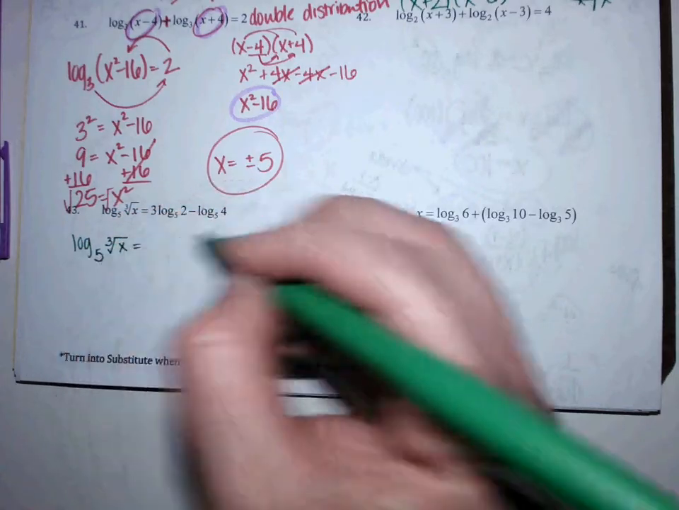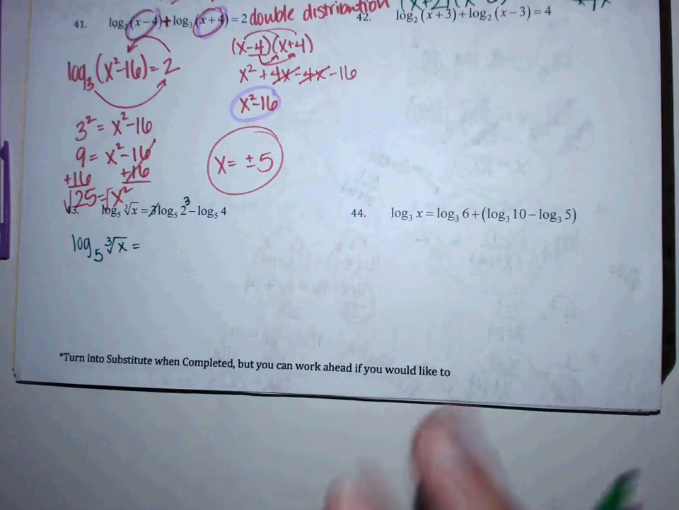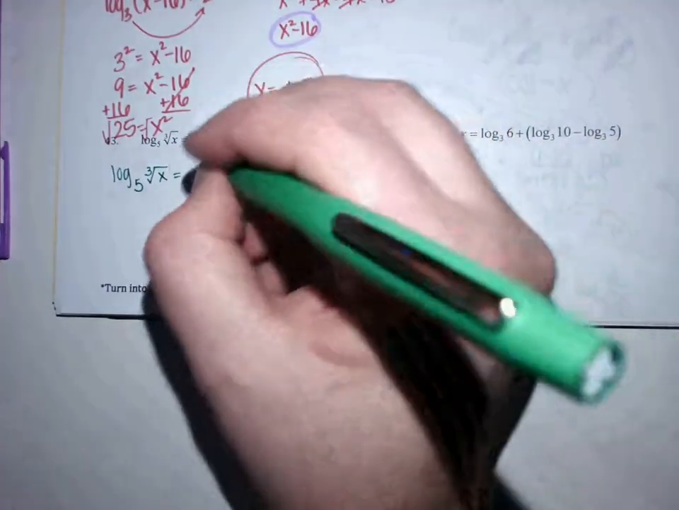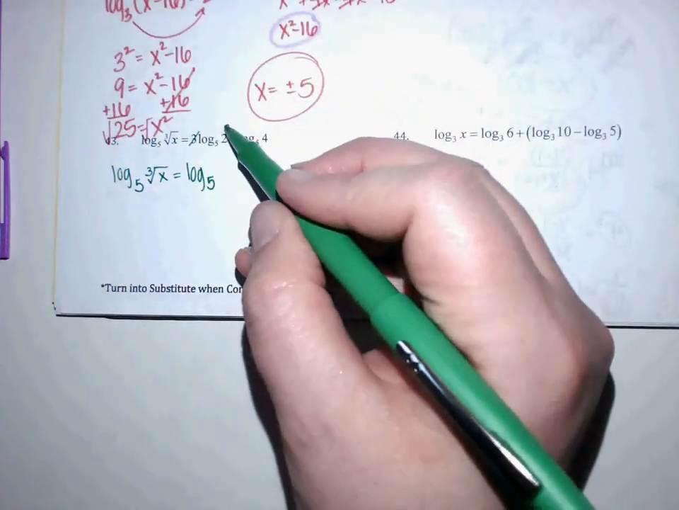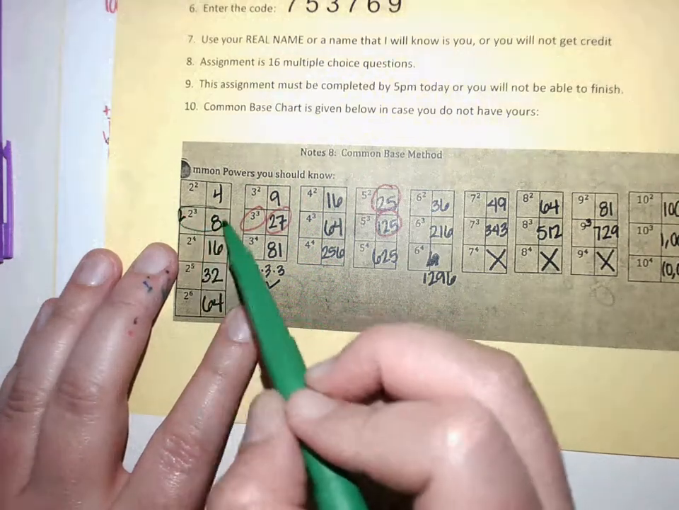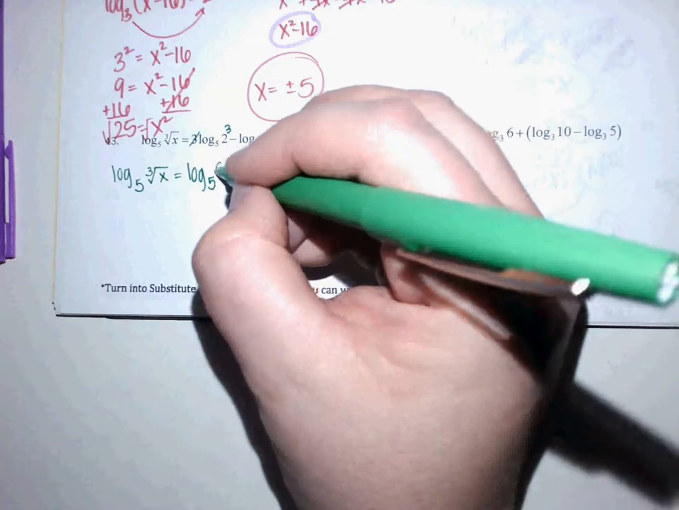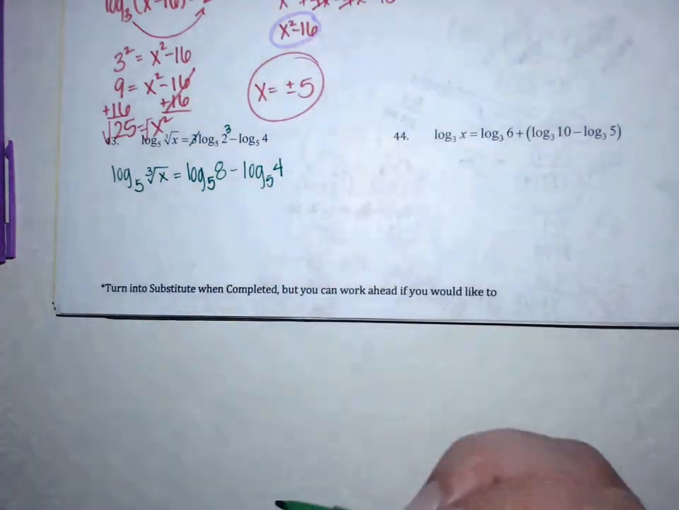And then on this side, I'm going to have to move this 3 up to go right there. So now I have log little 5 of 2 to the 3. Look at your chart. Okay, remember 2 to the 3 is really 8. So I'm going to have 8 minus log little 5 of 4.